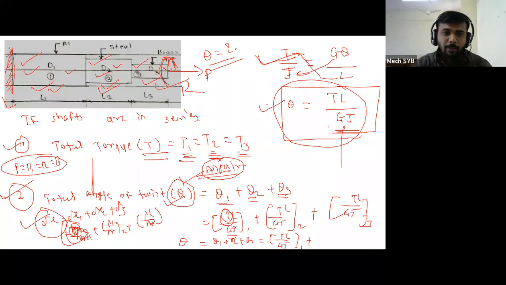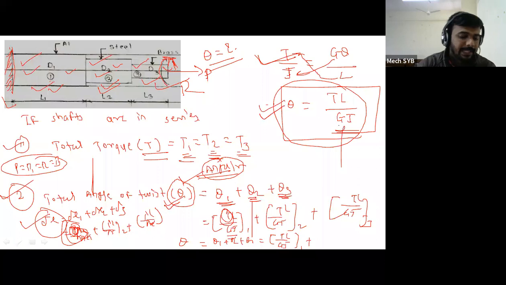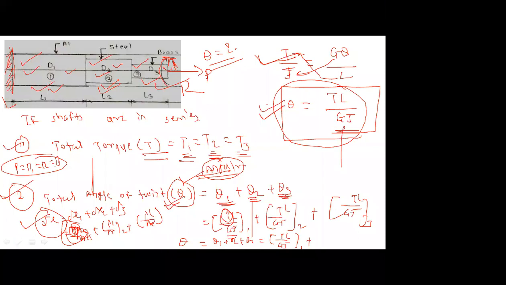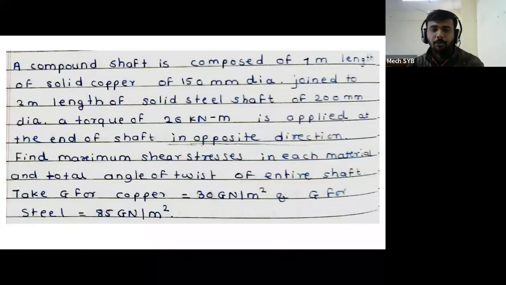I hope in yesterday's lecture you have taken these two conditions: total torque is equal to T1 is equal to T2 is equal to T3, and total angle of twist, theta, is equal to theta 1 plus theta 2 plus theta 3. And for theta's formula, T upon J is equal to G theta by L. By rearranging the terms, theta is equal to T into L divided by G into J. So these are the two conditions which we have to use. I hope everyone has taken this list of formulas in your notebook. Yesterday, have you taken? Yes, sir. Okay. Now, we'll solve one sample problem based on this, and then we will stop.